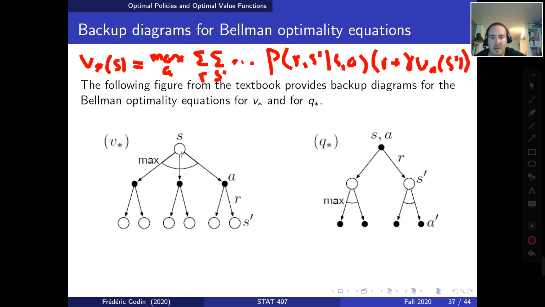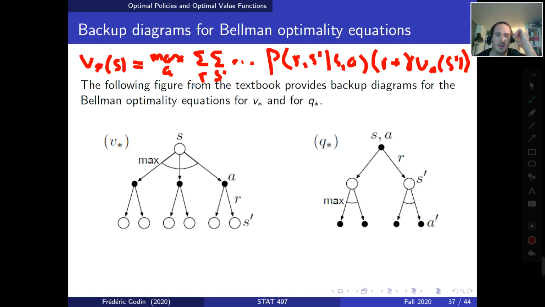Okay, so you have to consider all possible actions A here. These are the various arrows at the next part, the first part, and here it's a maximum, so it's not a summation. And then for each respective action, you have to compute a sum of the various rewards and next states, so R and S prime here, and then compare the result you have for all actions A and take the maximum. Okay, so you can see that this backup diagram summarizes the Bellman equation.